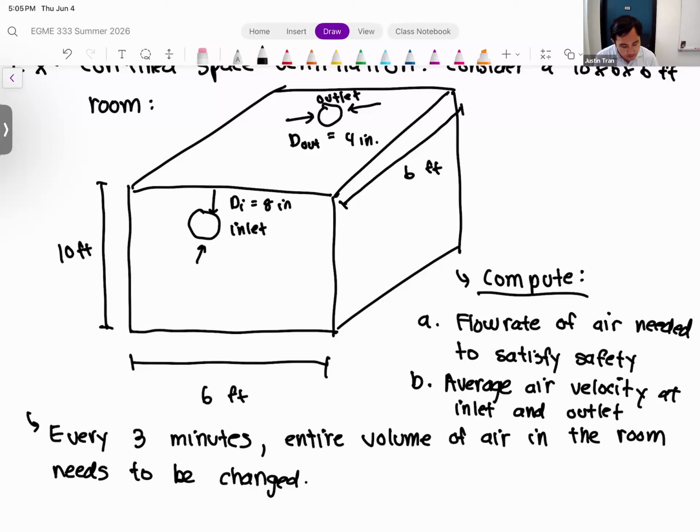Okay, so we have a two-part problem, but you'll see that this problem is actually fairly straightforward. We actually barely have to apply Reynolds transport at all. Okay, so let's start with part A. Part A asks us to compute the flow rate of air.